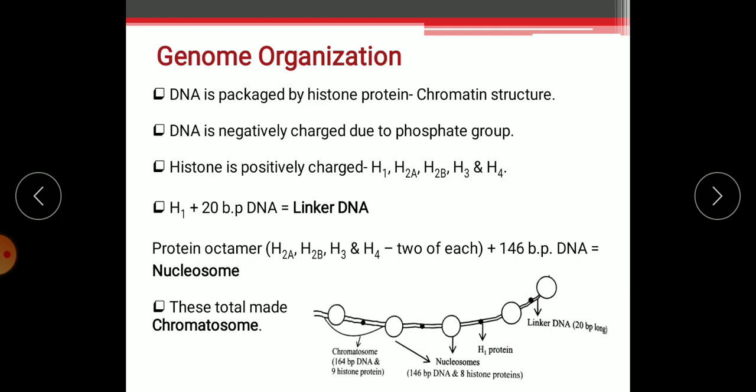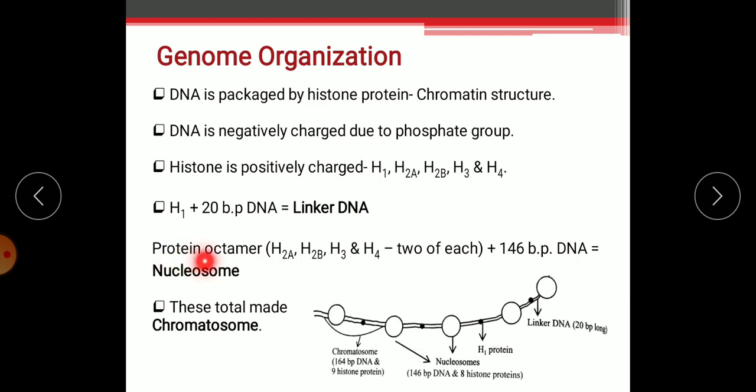Now there are different forms of this packaging system. Like in the picture, we can see there are three terminologies: one is the linker DNA, another is the nucleosome, and another is the chromatosome. The linker DNA is basically the H1 histone protein plus 20 base pairs of DNA. DNA plus H1 histone protein makes this linker DNA.